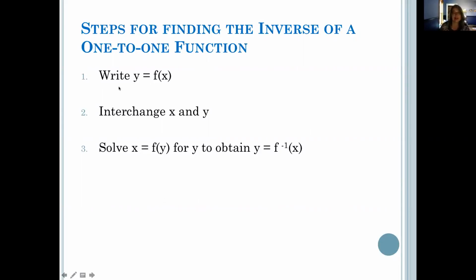And this is what I've been doing. You write the function as y equals f of x. So you would write out, for example, y equals 3x minus 2. Interchange x's and y's. So here you would write x equals 3y minus 2. And I just made up this function. Don't think that you missed something. I just pulled it out of thin air. And now you solve this for y. So if we solve this for y, we're going to get y equals x plus 2 all over 3. Three steps, not even hard ones. All right?